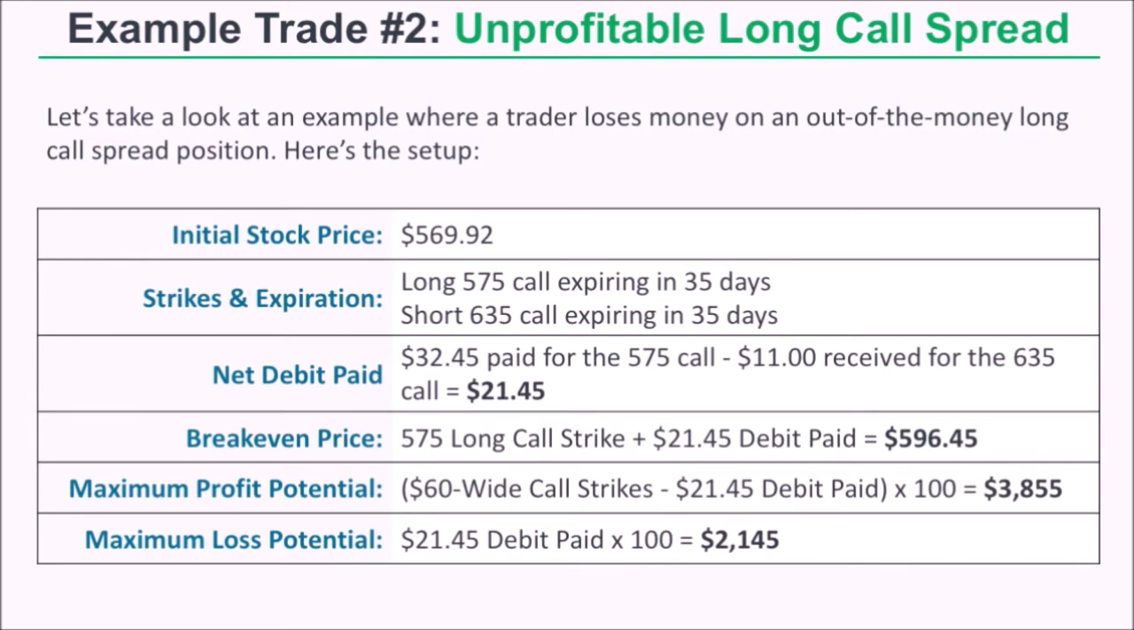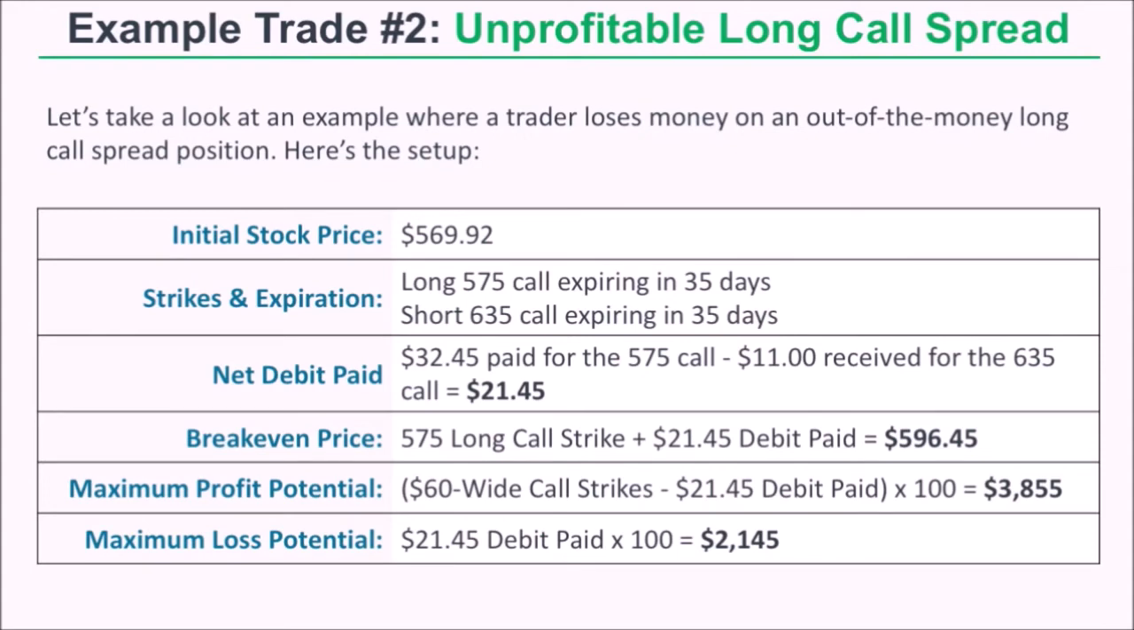Now the break-even price is the long call strike price of $575 plus the $21.45 debit paid, which brings our break-even price to $596.45. So that's where we need the stock price to be above at expiration.